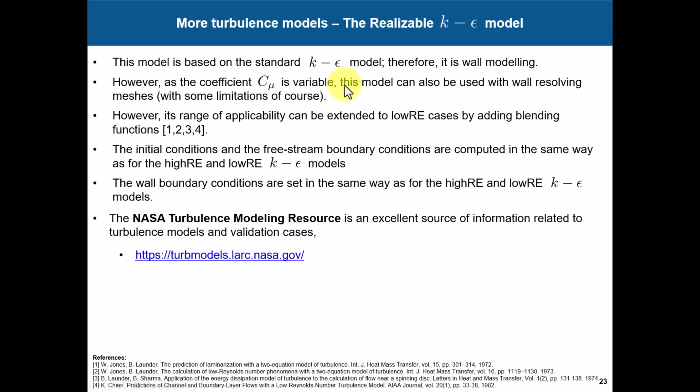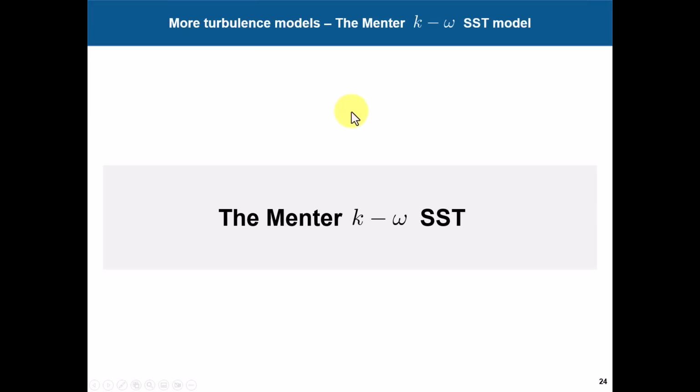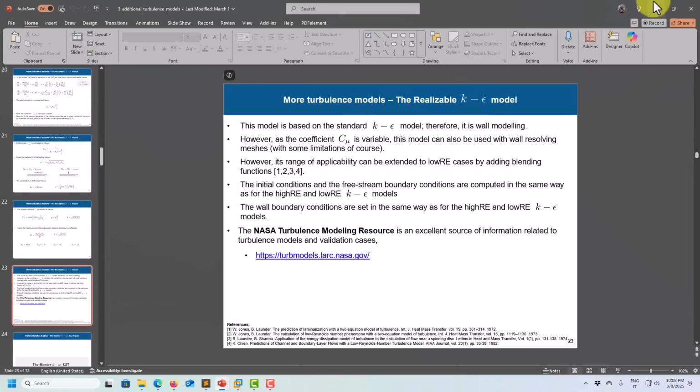Here now C mu is variable. Also, as I say, it might give you good results with wall resolving meshes, but be careful because in OpenFOAM the formulation is only wall modeling. So be careful about that. And that's it. Those are the two variants.